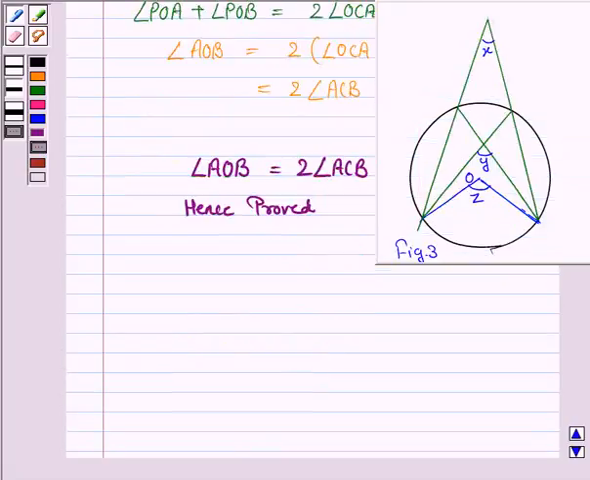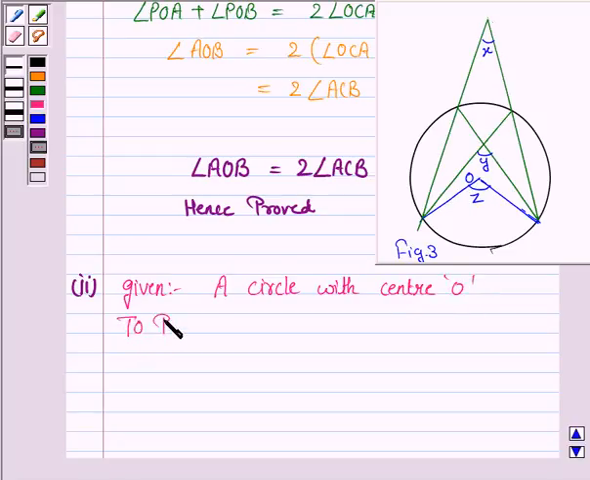Now, in the second part of the question, we have to prove that angle X plus angle Y is equal to angle Z. Now, let's first write what is given to us. We are given a circle with center O. And we have to prove that angle X plus angle Y is equal to angle Z. So, let's now start the proof.